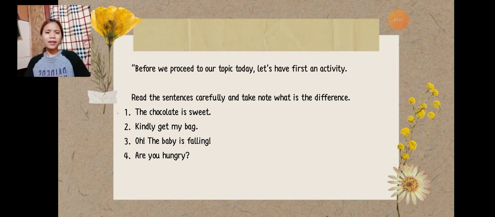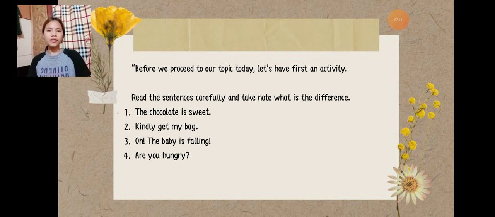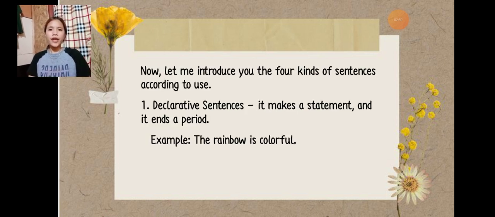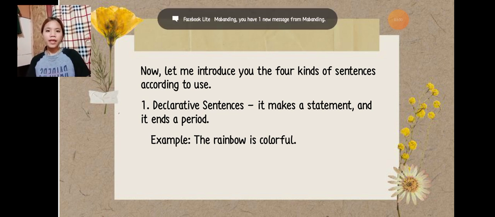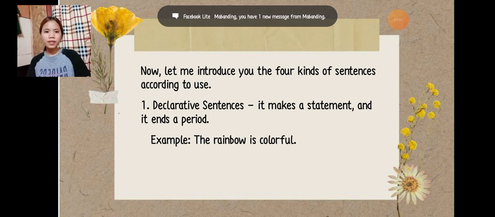So class, guess what our lesson for today is? Okay, very good. Our lesson for today is all about developing reading and writing and using 4 kinds of sentences and their uses. Now, let me introduce you to the 4 kinds of sentences according to use. Number 1, declarative sentences. It makes a statement and it ends with a period.